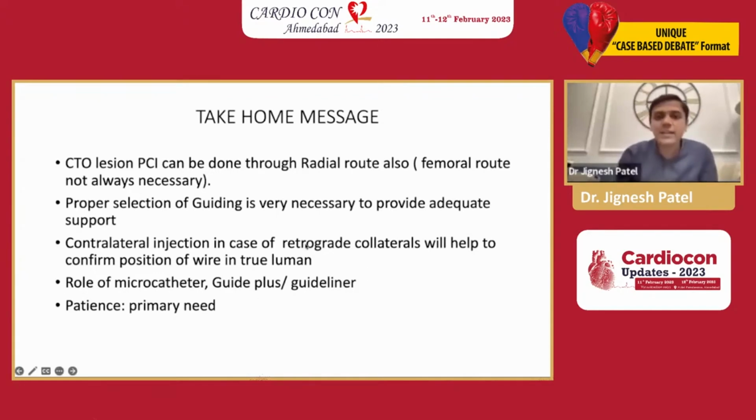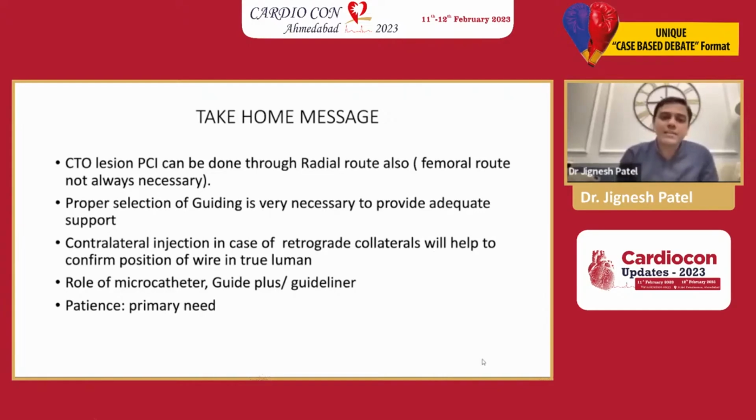Now coming to the second thing: always take a contralateral injection if there is retrograde filling by collaterals, because that will confirm the position of the wire in the true lumen, and that will avoid perforation, dissection and other complications. Another important thing is to always use a microcatheter. That will definitely help in passing the wire, piercing the cap at the right position, and avoiding going into the false lumen. Also, if you are not getting enough support, there's always a benefit of using a guide liner or guide plus. Such materials are really very helpful while doing such CTO lesions.